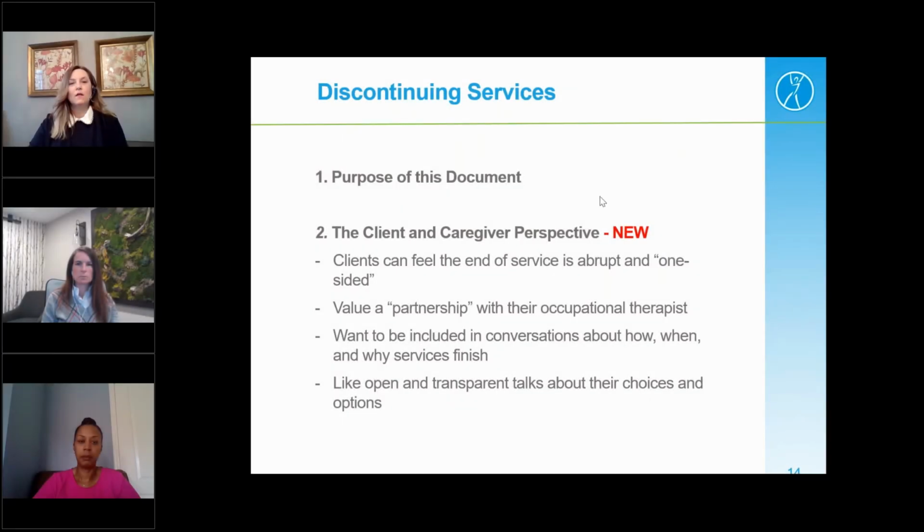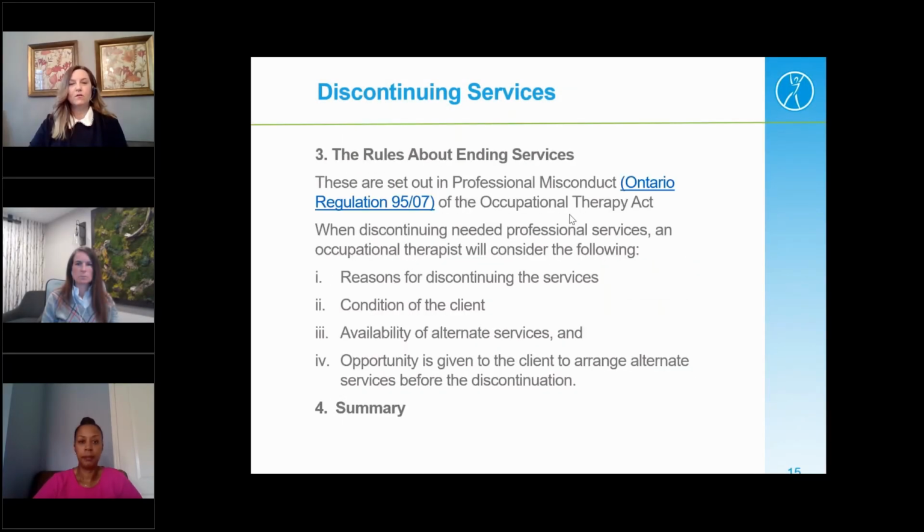And this is the third subsection of this document, and it talks about the rules for ending services, and these are set out in the Professional Misconduct Regulation in the Occupational Therapy Act. And it reads, when discontinuing needed professional services, an occupational therapist will consider the following, and OTs have to consider all four of these components: the reason for discontinuing, the condition of the client, and the availability and possibility for clients to arrange alternative services.